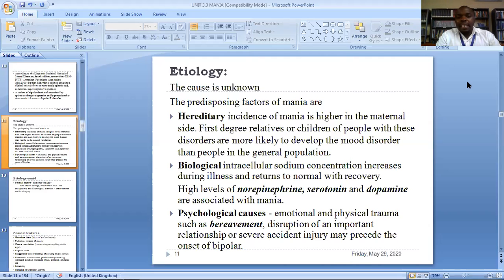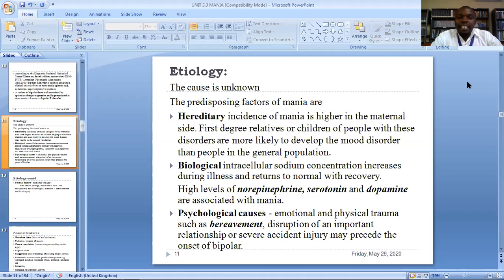The second predisposing factor is biological factors, where we find intracellular sodium concentration increases during the illness and returns to normal with recovery. High levels of norepinephrine, serotonin, and dopamine are associated with mania. If you remember from your anatomy, dopamine is both a hormone and a neurotransmitter. It's a neurotransmitter in the cerebral cells, which is involved in a number of activities. So people with a lot of dopamine, serotonin, and epinephrine are highly predisposed to mood disorders like mania.